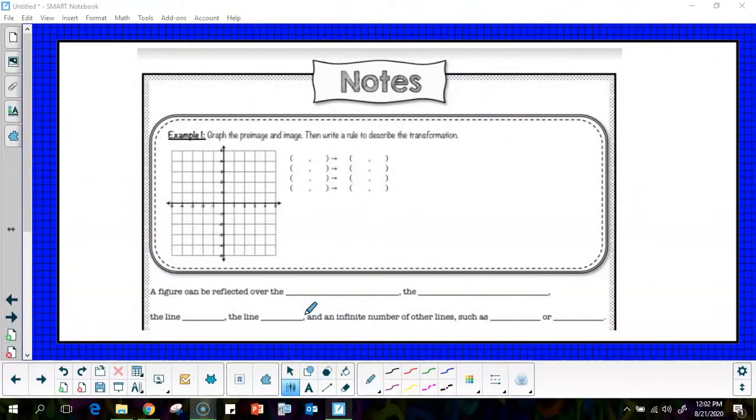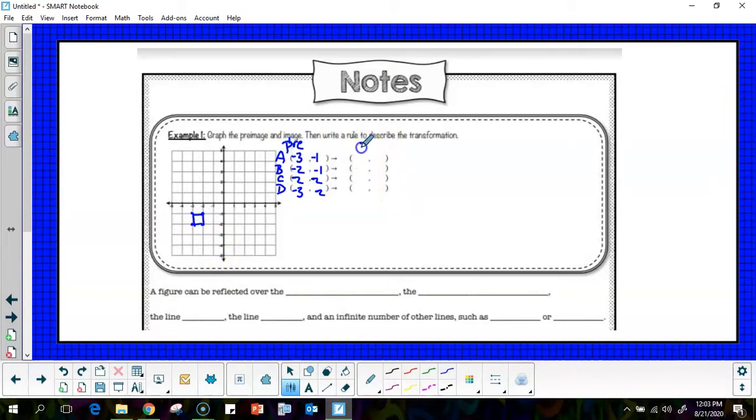So let's look at the first example on your notes. I'm going to give you a set of ordered pairs for the figure that we're going to construct. It's going to be a rectangle. So we have A, B, C, and D. -3, -1, that's A. -2, -1, B. -2, -2, C, and D. And so let's just draw this little square here. Okay, so that's our pre-image.